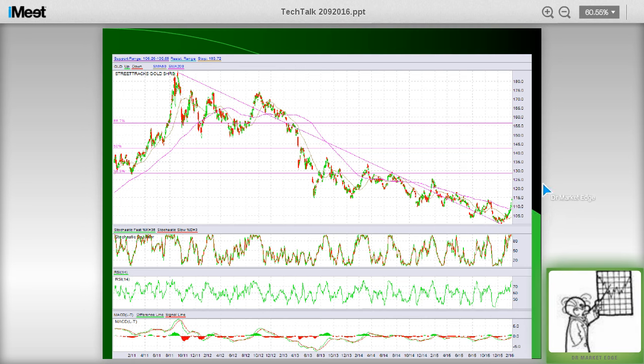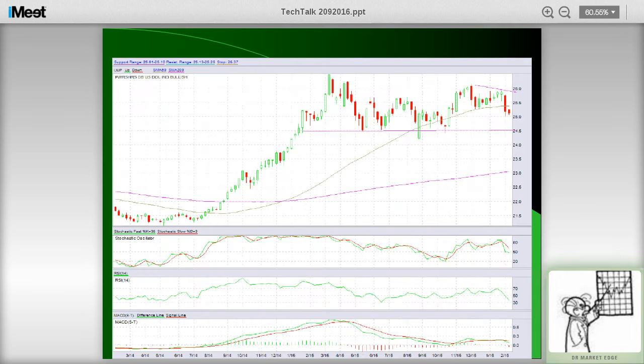Again, when you get the pullback, you can let this thing play out for a while as long as the dollar remains weak. The dollar's off again today, so right around 24.86, and we'll look at that chart in a minute.